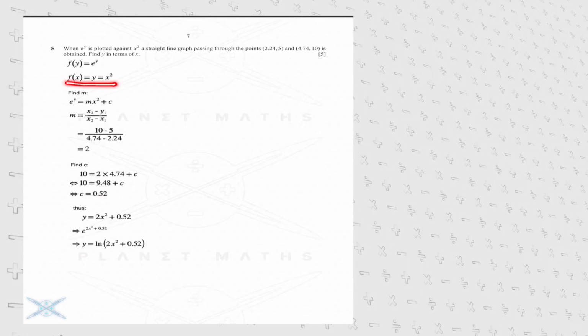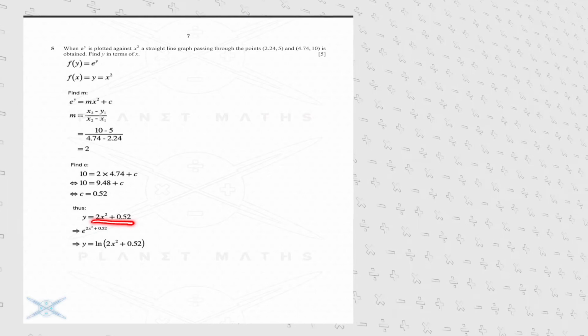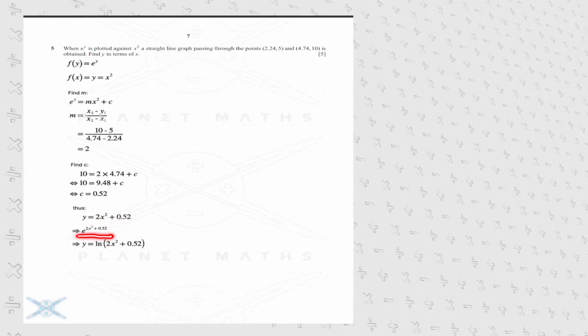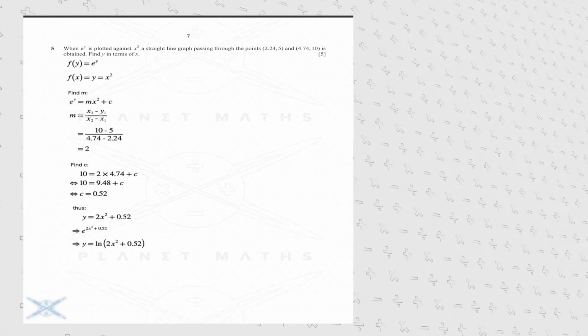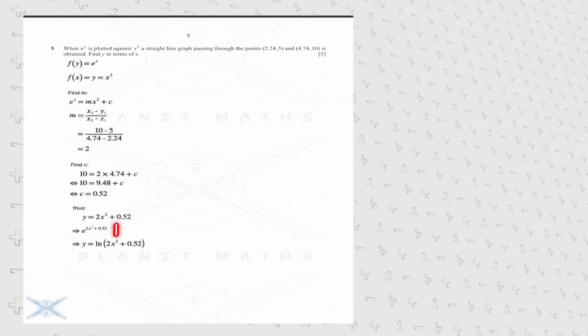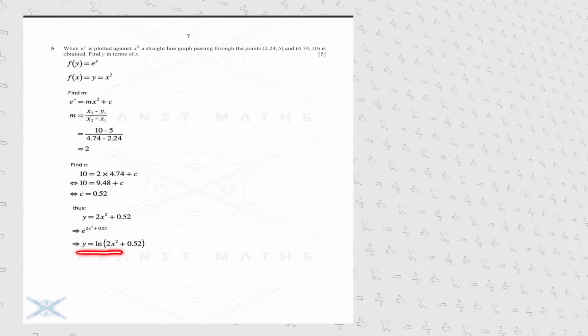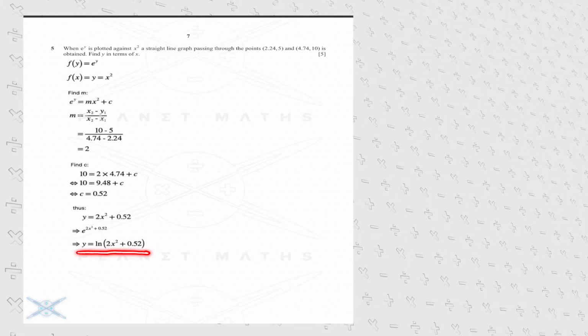Therefore f of x equals 2x squared plus 0.52, and from there we can plug our value for y into the e function, providing us with e to the power of 2x squared plus 0.52. To find y in terms of x, we employ the natural logarithm to eliminate e, providing us with the solution that y equals the natural logarithm of 2x squared plus 0.52.